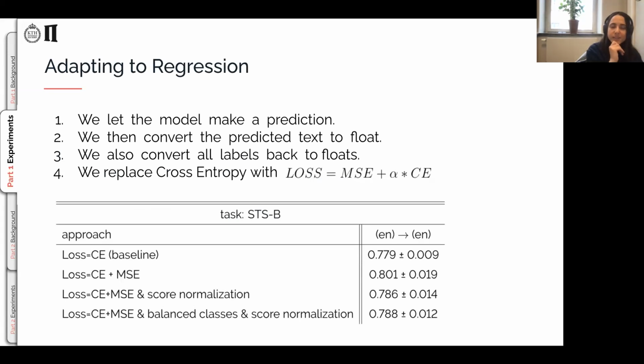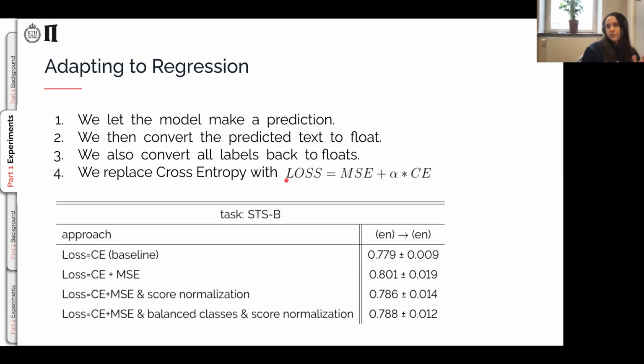Another fun experiment that we did was we tried to adapt MD5 back to regression. So we explained already how it works, but what if we take STSB and we try to convert it back to a regression problem? So what we did is that we, of course, let the model make a prediction. It would output a string, and then we would convert it back to float.